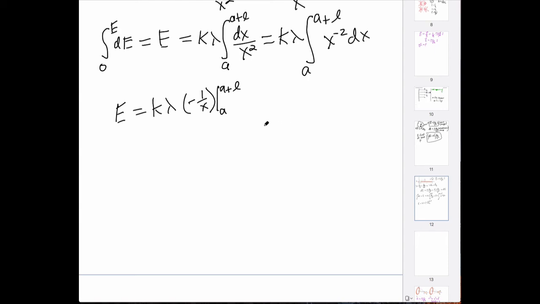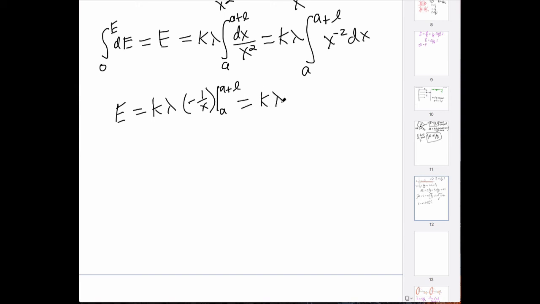I want to mention that in a minute here, we're going to want to get rid of this lambda, but it's okay right now. It's a constant and we could calculate it, but I'd like to have this in terms of the charge instead of lambda. So we'll revisit that in a minute. Let's actually do the algebra related to our limits first.